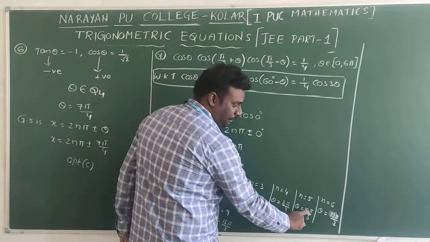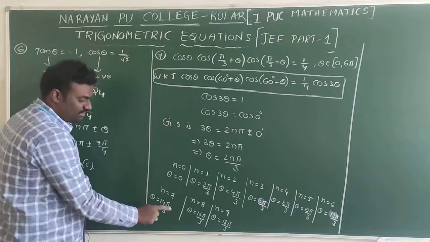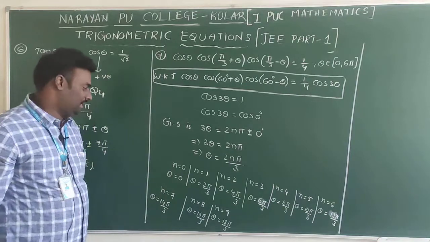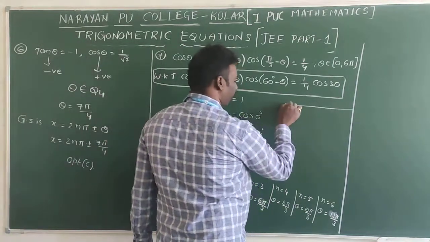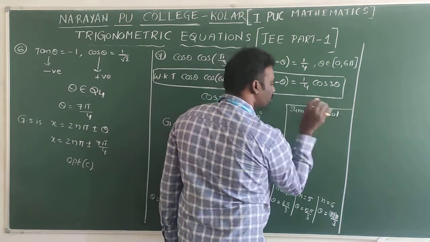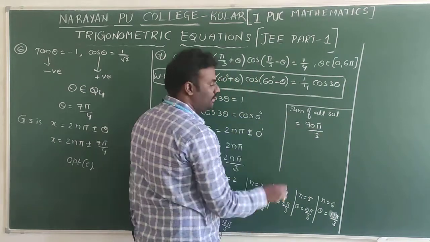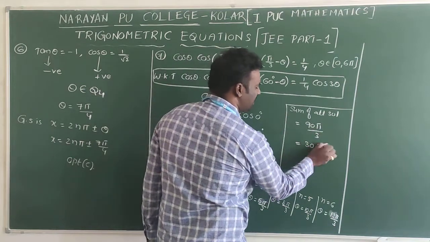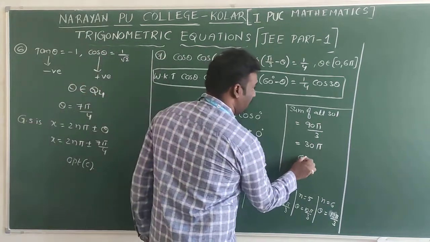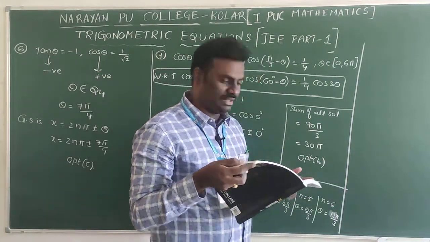plus 10 pi, 30 pi, 30 plus 12, 42, 42 plus 14, 56, 56 plus 16, 72, 72 plus 18, 90 pi. Therefore, the sum of all solutions equals 90 pi by 3. That is 30 times cancel. So the answer is 30 pi for question number 7. That is nothing but option B is the correct answer for question number 7.